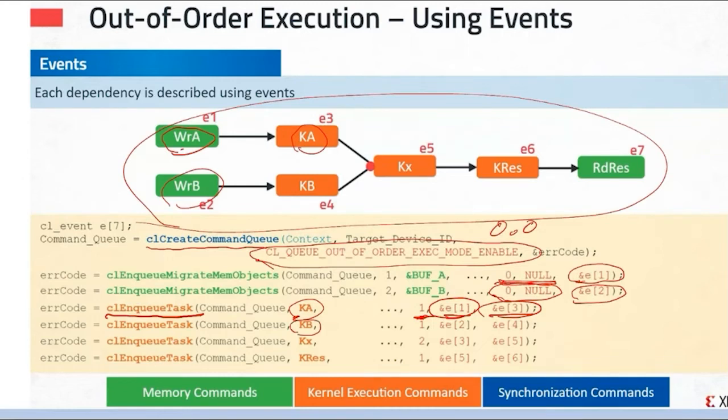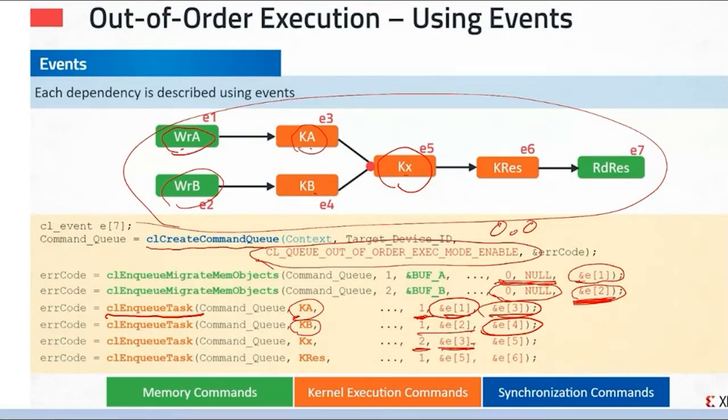So the KB kernel depends on buffer B, which is event 2 here. After the kernel executes, it generates event 4. To execute KX, you must have KA and KB complete, so it depends on two events, event 2 and event 3. The next one is entry 4, which is event 4.